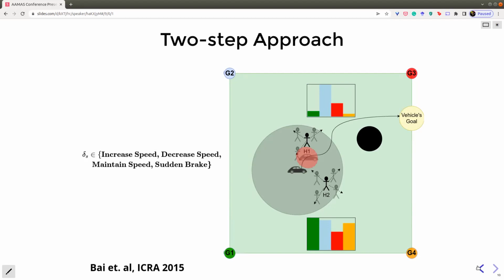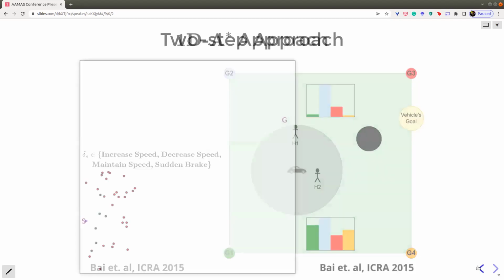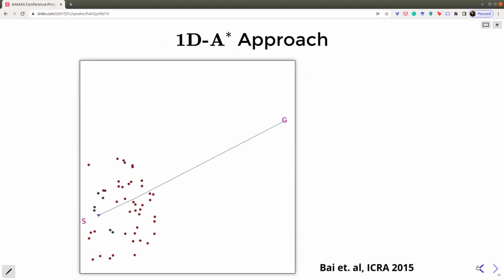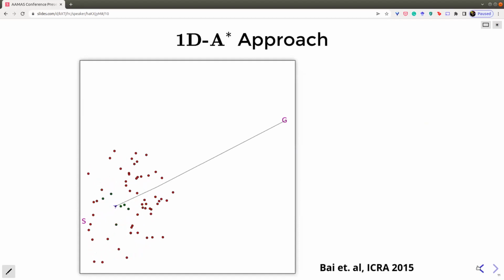In the meanwhile, both pedestrians 1 and 2 move towards their true goal. The vehicle observes that and updates its belief over their goals. This two-step process is repeated until the vehicle reaches its goal. The animation on the left shows the two-step approach in action. We refer to this approach as limited space planner or 1D A-star.